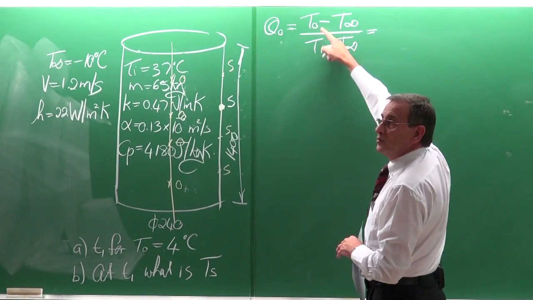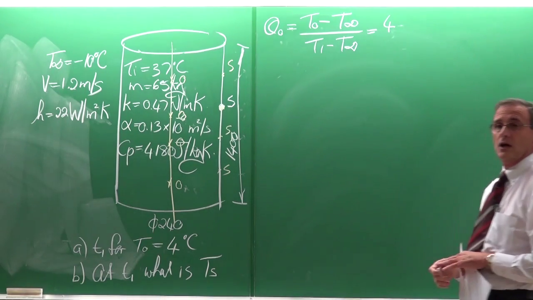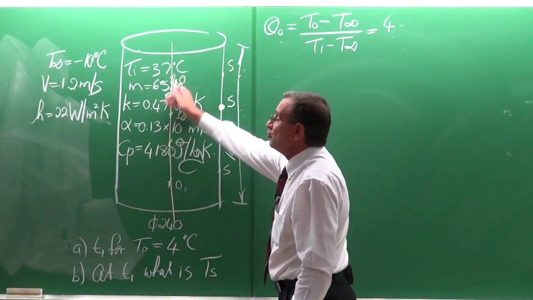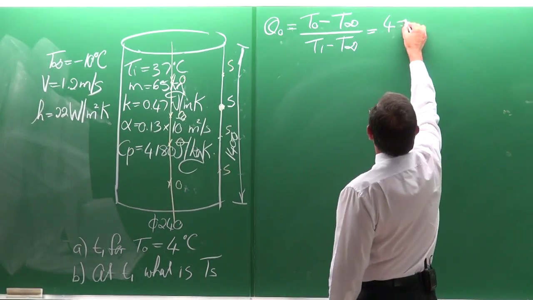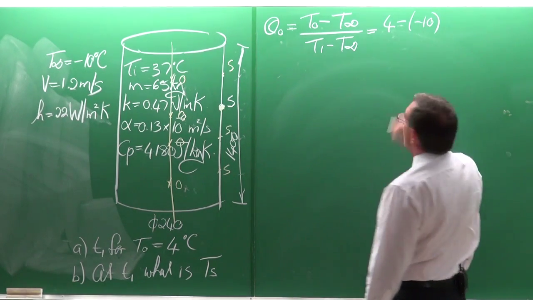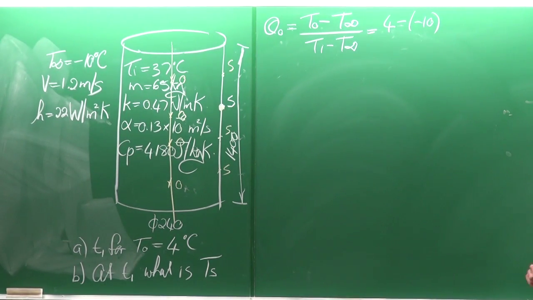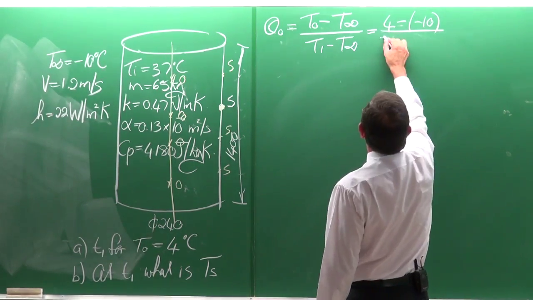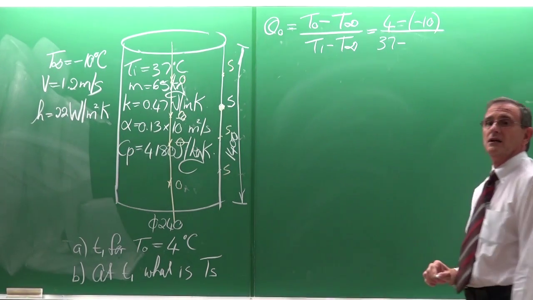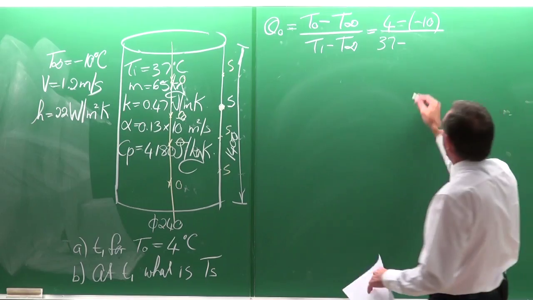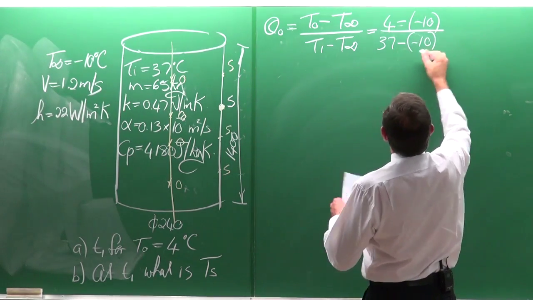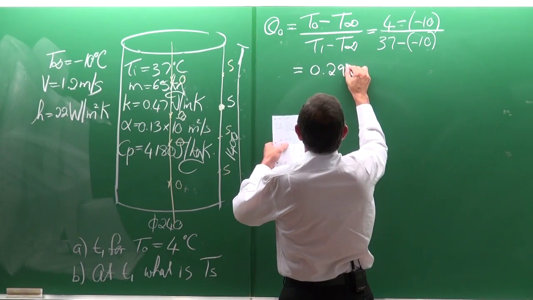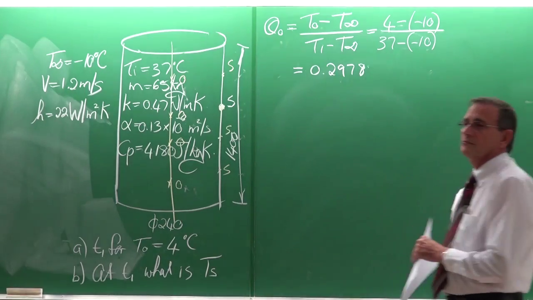What should T0 be equal to? 4. We want to know how long it will take to decrease the center temperature to 4 degrees Celsius. So that is T0 minus the environment temperature, which is minus 10, T infinite, divided by Ti, the initial temperature, which is 37, minus the environment temperature, which is minus 10. And the result is that theta 0 is equal to 0.2978.